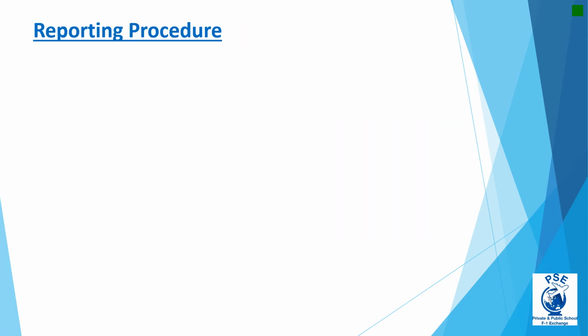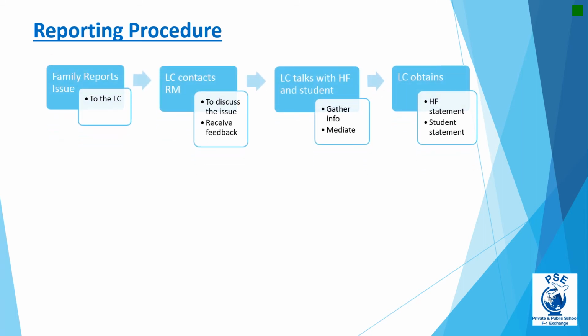Now, let's explore the student issues reporting procedures set forth by PSE. First, the host family reports the issue to the local coordinator. Then, the local coordinator contacts the field manager to discuss the issue and receive feedback on how to resolve the issue. Next, the local coordinator talks to the host family and student both separately and together to gain all sides of the story. This is where mediation will occur if needed.